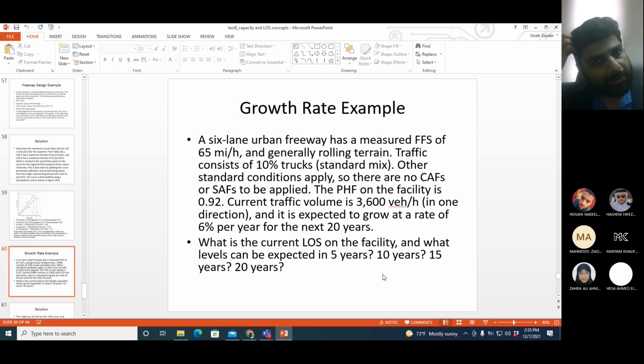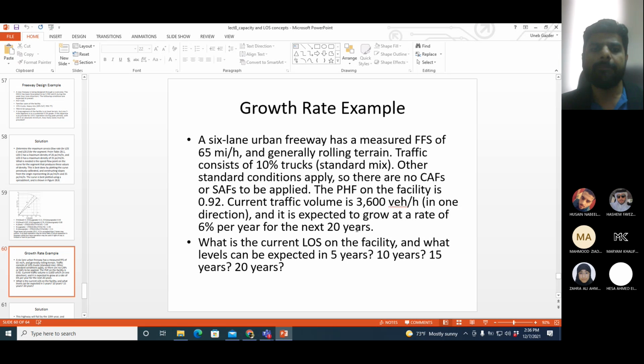Okay, then we have another example which is related to growth rate. It's a 6-lane urban freeway, free flow speed is given, rolling terrain, traffic consists of 10% trucks, standard mix. Other standard conditions apply, so no adjustment factors again, no CF and SF. Peak hour factor on the facility is 0.92. Current traffic volume is 3600 in one direction, and this volume is expected to grow 6% every year. So the number of vehicles will increase by 6% every year, and the growth rate will remain 6% for the next 20 years.